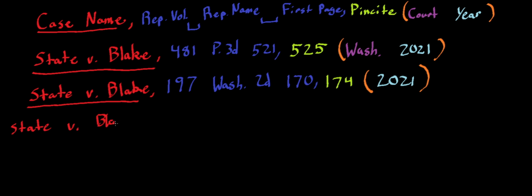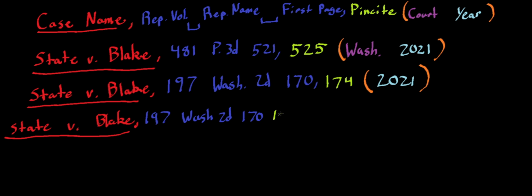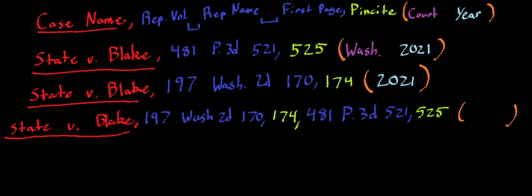State v. Blake, 197 Wash. 2d 170, 174. Don't forget the comma. 481 P.3d 521, 525, parenthesis. And since I have a citation to the official reporter, I don't need to include the court. 2021. There you go. So that's what it would look like.